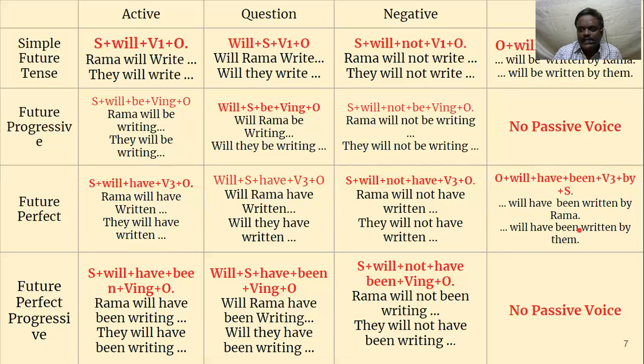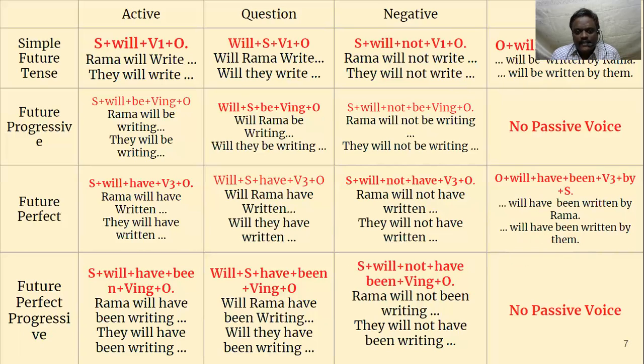So future perfect continuous tense also, a letter will have been written by Rama. A letter will have been written by them. If it comes to future perfect progressive, same thing, we add will. And instead of has, we have to use have. Rama will have been writing a letter. They will have been writing a letter.